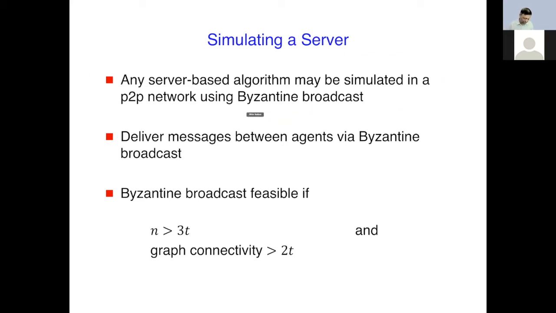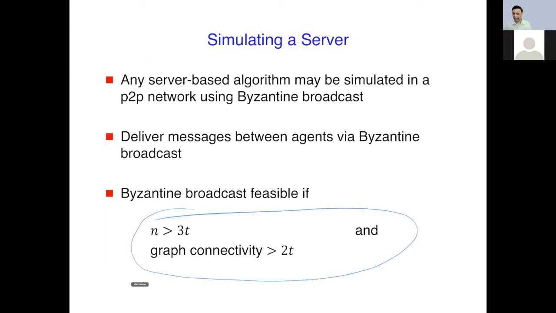And Byzantine broadcast is possible if and only if these conditions are true. The number of agents has to be more than 3T, and the vertex connectivity of the graph has to be more than 2T. What I showed you was a complete graph, but in an incomplete graph the connectivity can be smaller. But as long as it exceeds 2T and the number of agents is more than 3T, then in any undirected point-to-point network we can perform Byzantine broadcast, and therefore we can simulate the server-based algorithms I'm going to discuss today.